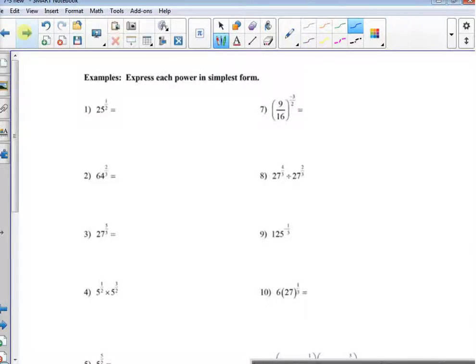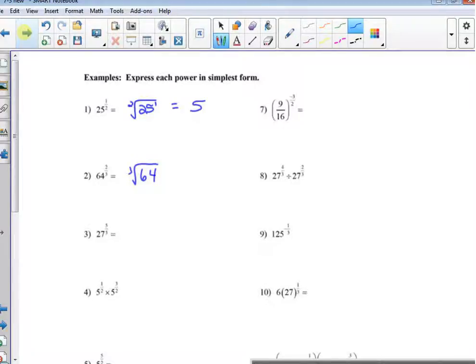All right, some other examples. Express each power in simplest form. So 25 to the 1/2, you should then realize is the square root of 25. So that root was on the bottom, goes on the outside, and the power on the inside. And then what is the square root of 25? 5. Okay? Number 2, that would be the root is 3, put that on the outside, the power.